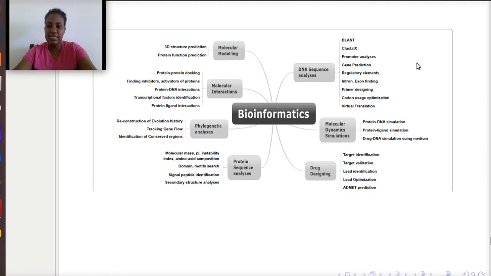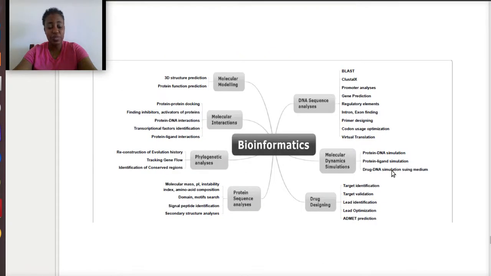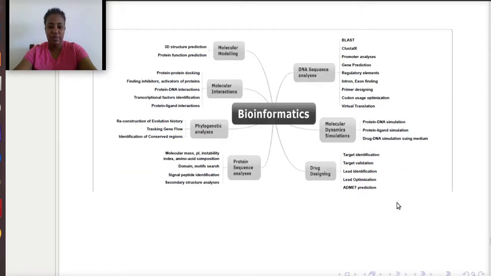DNA sequence analysis, when you do promoter analysis, gene prediction, regulatory elements, primer designing, codon usage optimization. And when you are doing molecular dynamics simulation, another application area, protein-DNA simulation, protein-ligand simulation, drug-DNA simulation, solvent medium. So bioinformatics is huge. It has huge application and areas, and all these require software tools that are robust and reproducible to perform all these areas.